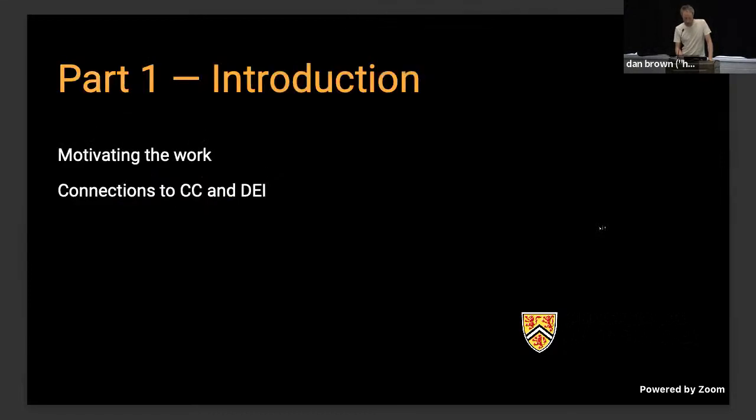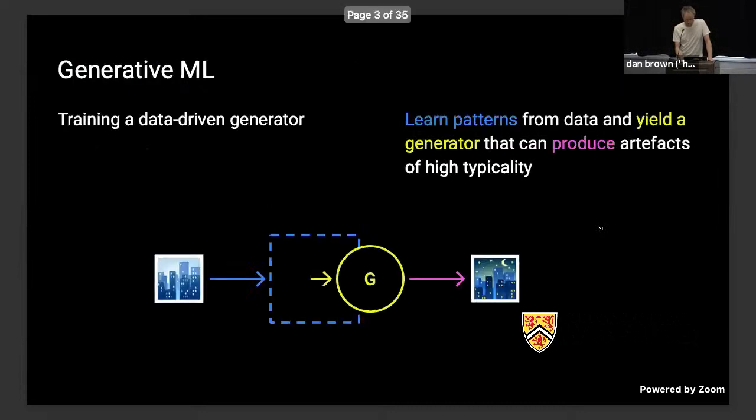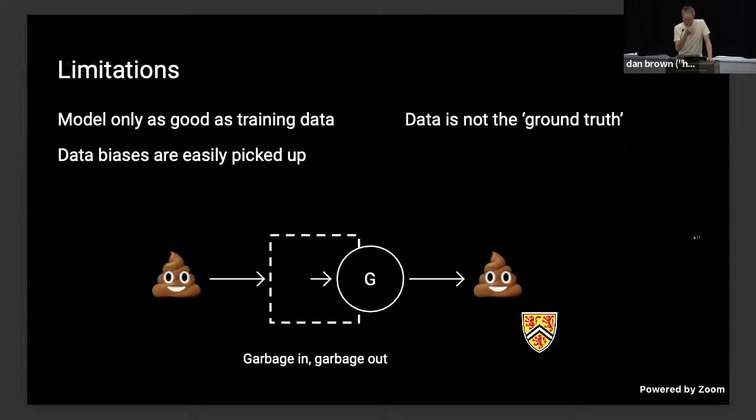So let's just jump right into the introduction, to motivate the work and draw some connections to computational creativity and the topic of diversity, equity, and inclusion. A little background again on generative machine learning. Usually you want to train a data-driven generator, so learn some patterns from data and obtain a generator that can produce artifacts of high typicality. Of course, a model is only as good as its training data.